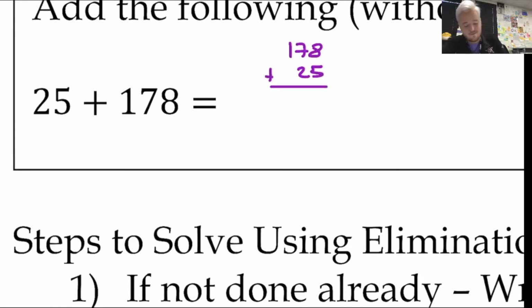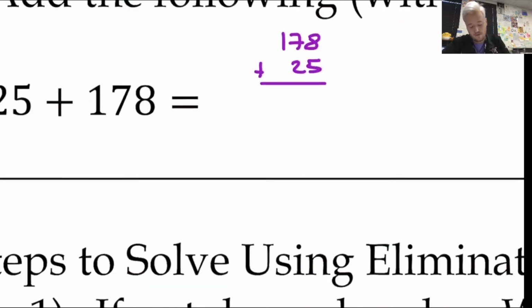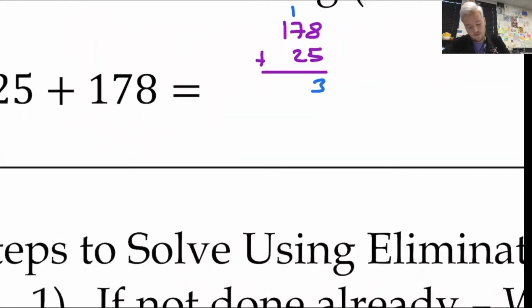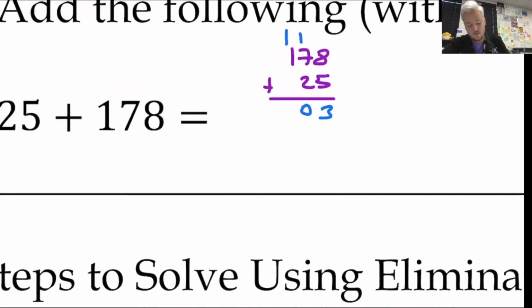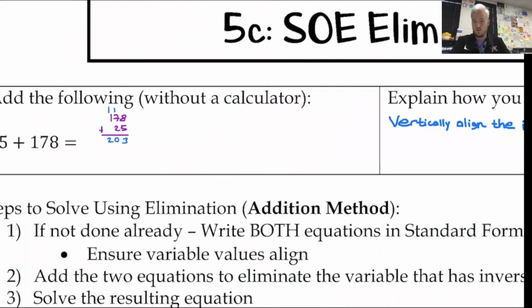I promise this is relevant. What I'm trying to ensure is that the ones places are vertically aligned, the tens places are vertically aligned, and the hundreds places are vertically aligned. I want to be very strategic in how I align everything and how everything gets set up. When I add 8 plus 5, I'm looking at just the ones places. That gives you 13, carry the 1. So 1 plus 7 gives you 8, plus 2 gives you 10, so 0, carry the 1, which gives you 203. So really the alignment is what we're looking at.